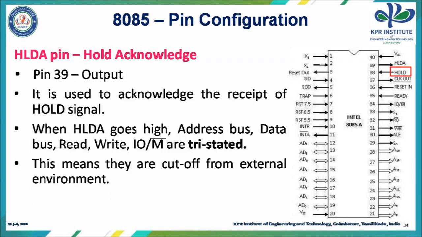The hold acknowledge pin is used by the processor to acknowledge the I/O device which requests DMA transfer. So, whenever the I/O device is in need of DMA transfer, it will send a signal to the processor through the hold pin. After receiving the hold signal, the processor will send an acknowledgement signal through the hold acknowledge pin that it has received the hold signal, and it will go to high impedance state, that is, it will be cut off from the external environment, so that the I/O device can directly do data transfer with the memory.